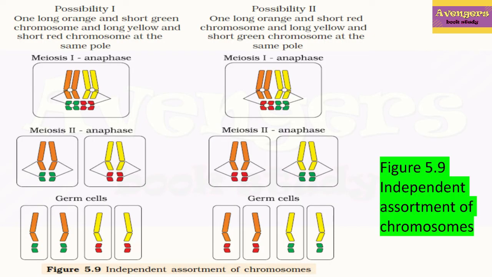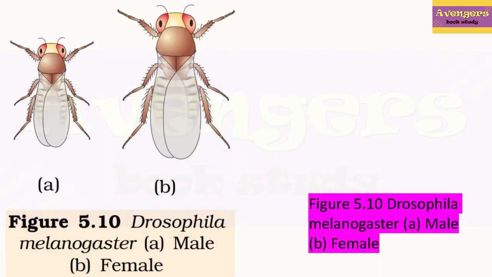Figure 5.9: Independent assortment of chromosomes. Figure 5.10: Drosophila melanogaster. A, male. B, female.